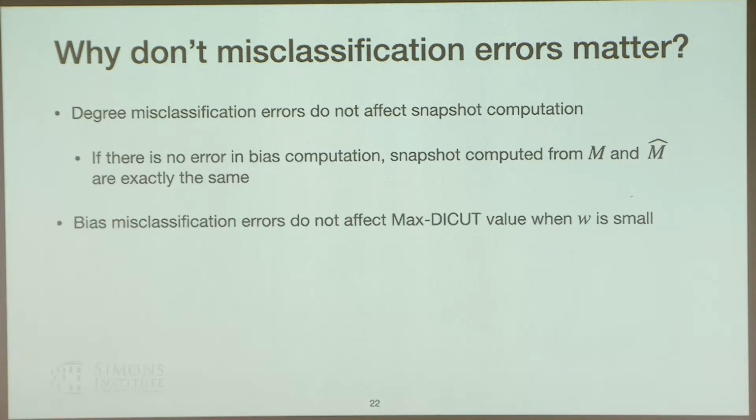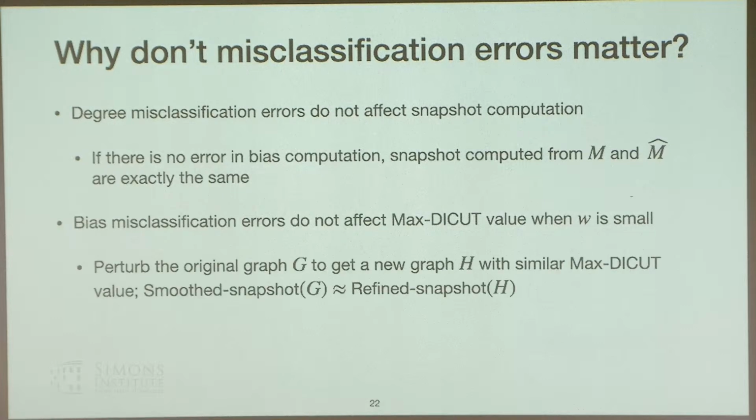If there's no error in bias computation, and error only in degrees, then we are fine. But what happens if you have bias misclassification errors? As long as these errors are within only plus minus epsilon. Let's say originally the oblivious algorithm of Feige-Joseph had only C intervals or something. You can blow up these intervals so that within each interval, the biases vary only by a factor of epsilon. This is still only constant many intervals.